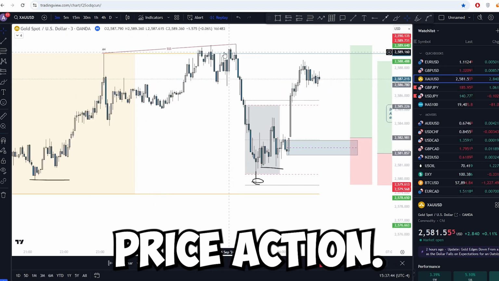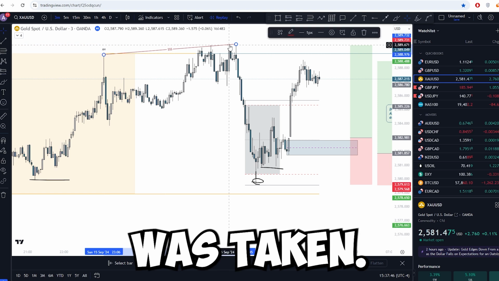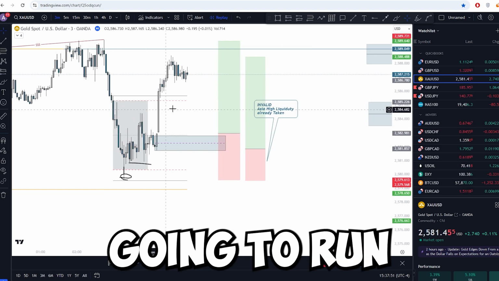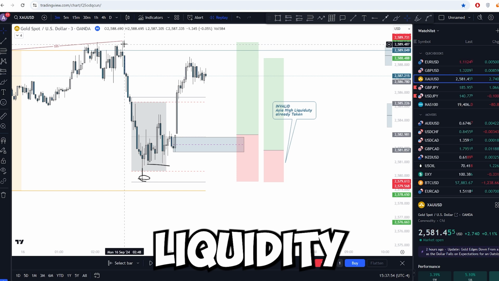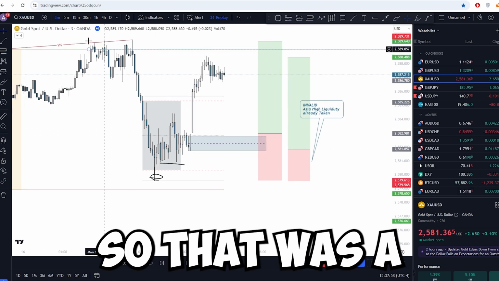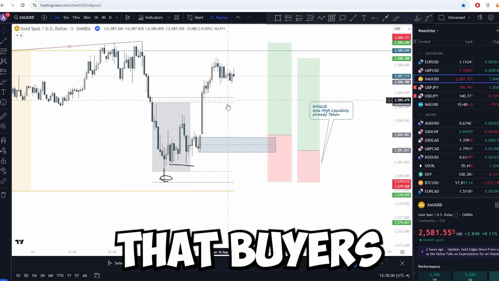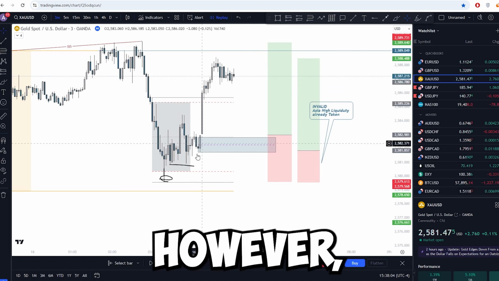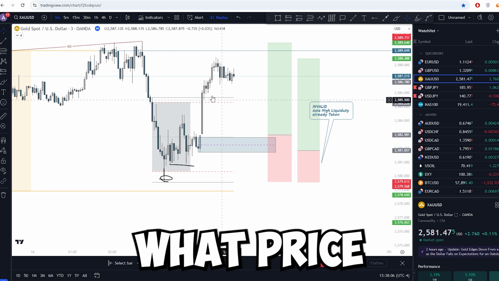So we can see price action. We got liquidity was taken. Did I do this video on gold? Possibly. I'm just going to run through it. Asia liquidity was taken before our opening range, before our range here. So that was a quick invalidation telling me that buys might not be very valid. However, let's see what price action does.